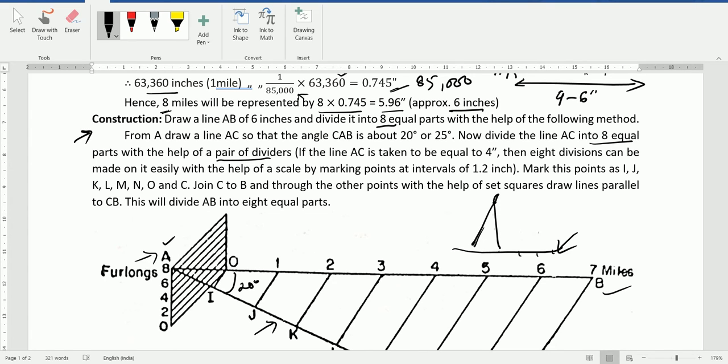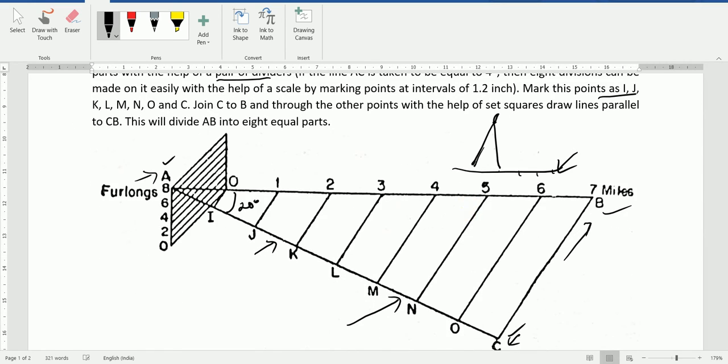After dividing this line AC into 8 divisions, mark the points as I, J, K, L, M, N, O, and the last one is C. And join C with B. C with B. C is here. C is here. C with B.